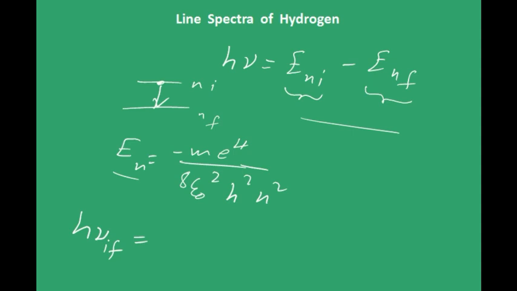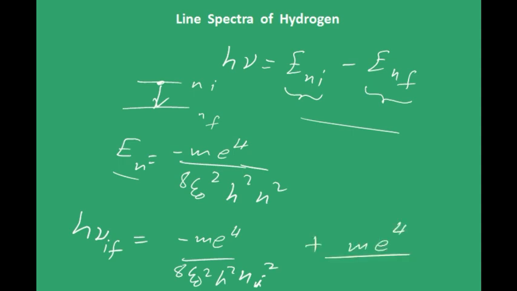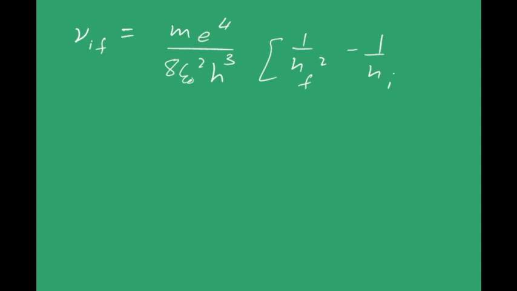That will be equal to, what is E i? It will be minus m e power 4, and all these are common, 8 epsilon naught square h square, and here I should put n i square, and minus of minus plus, again I'll have m e power 4 by 8 epsilon naught square h square, and here I have n f final. The same equation can be written as frequency when the electron makes transition from i to f will be m e power 4 by 8 epsilon naught square h cube, and here you have n f square minus n i square.